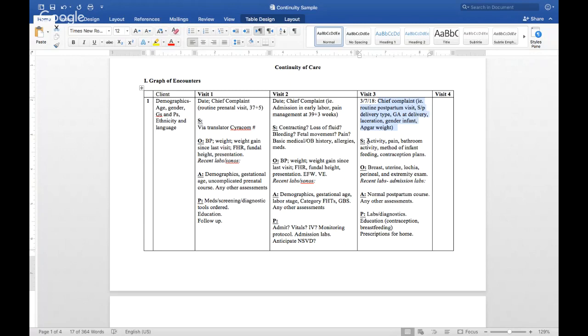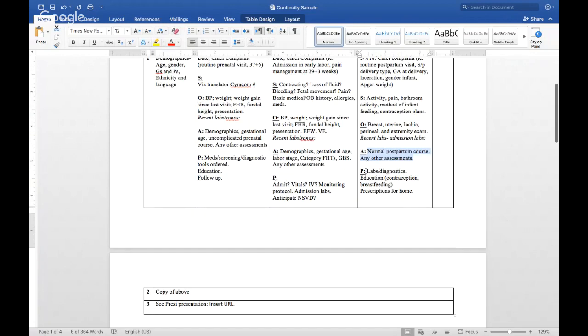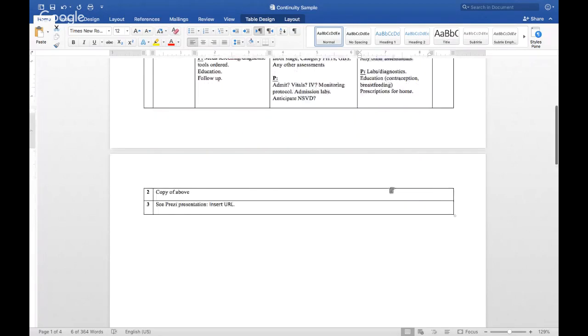Say your objective exam would be focused for postpartum, I think. So a breast exam, a uterine exam, lochia, perineal, and extremity exam. And did you do any labs on admission? Do you have postpartum labs already in? You can include those as well. Your assessment is, how about her postpartum course, prenatal course, if you'd like any other assessments. And then your plan: are you sending her for more labs? What kind of education are you providing, and any prescriptions that you're writing?